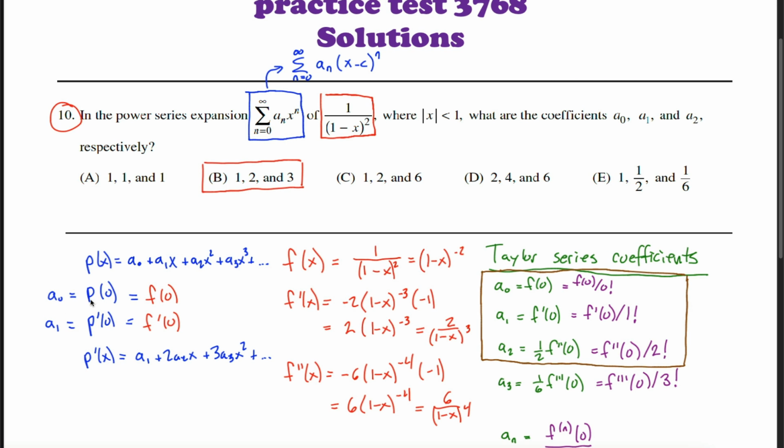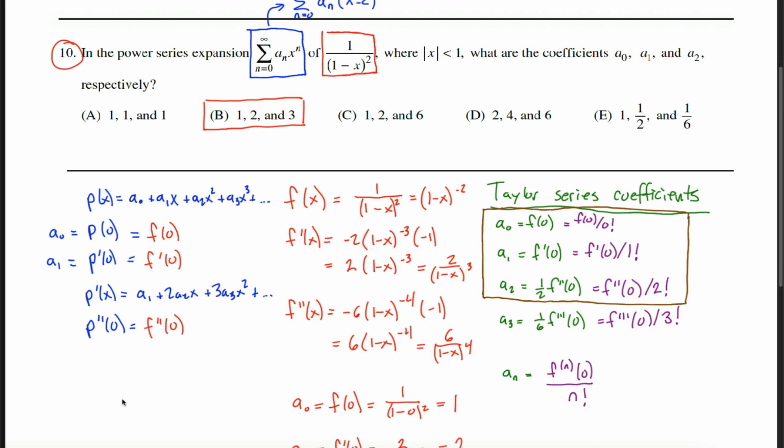For a0, we made sure that the polynomial and the function were equal to each other at 0. For a1, we made sure that the first derivative of the polynomial and the first derivative of the function were equal at 0. For a2, you can probably guess, we're going to make sure that the second derivative of the polynomial is equal to the second derivative of the function evaluated at 0. What's the second derivative of the polynomial? Well, I got the first derivative right here, so I can figure out the second derivative pretty easily.